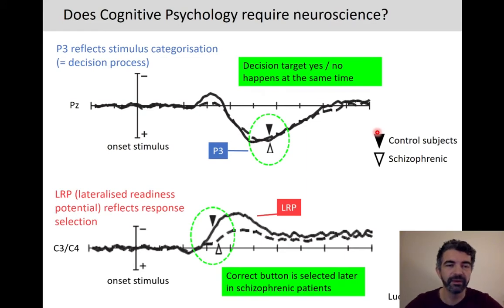The LRP, however, the lateralized readiness potential that reflects response selection, does vary quite a bit. So you can see an onset difference of 30, maybe 40 milliseconds here, and also in the amplitude. So that means that the correct button is selected later in schizophrenic patients, because the button press preparation is reflected in the LRP. The decision process, which button to press, is reflected in the P3.